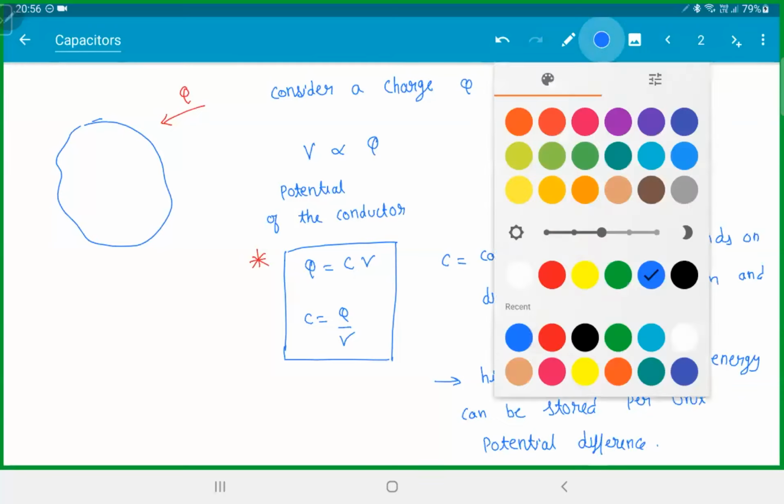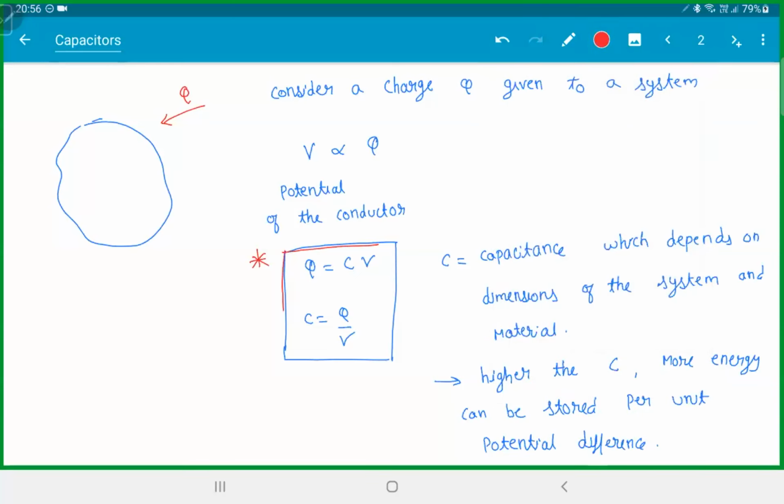There, this is your first formula. Q is equal to CV. Q is the charge on the conductor and V is the potential of the conductor. And C is some proportionality constant. Clear with this?